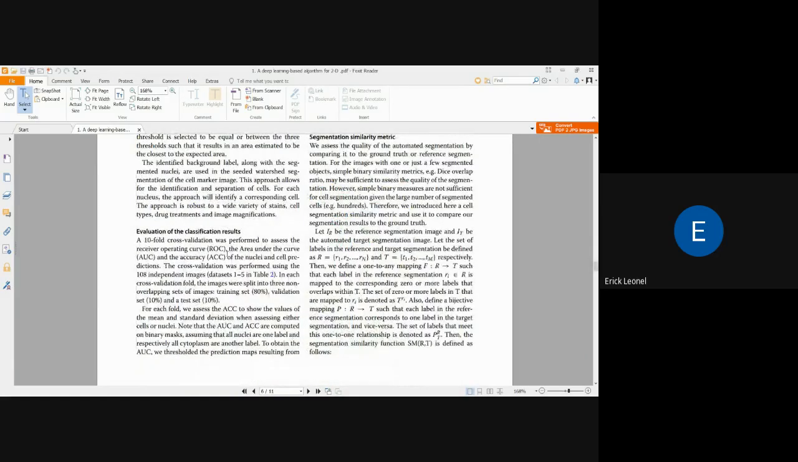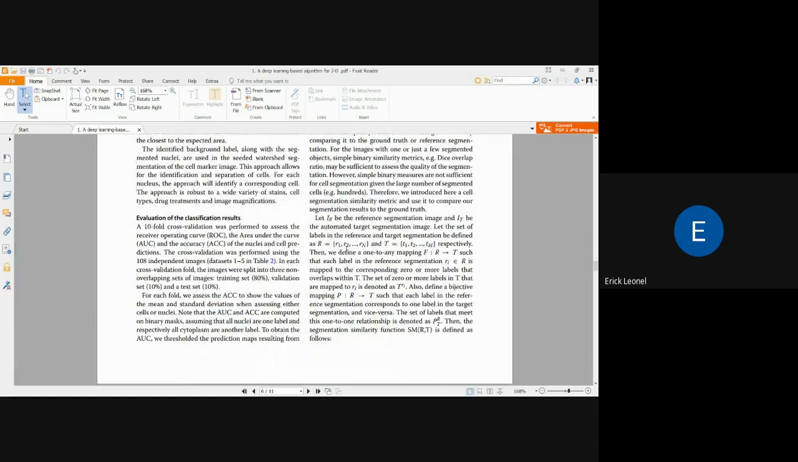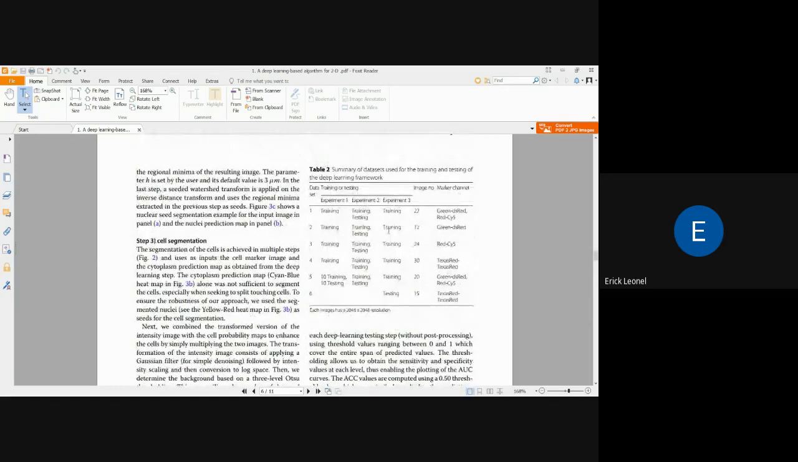Regarding evaluation of the classification result, as shown here in Table 2, the datasets 1 to 5 were used for training and testing of the deep learning framework to compute the receiver operating curve ROC, the area under the curve AUC, and the accuracy of the nuclei and cell prediction.